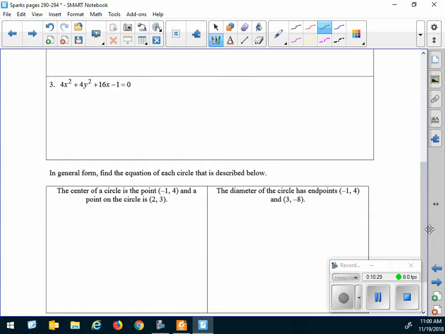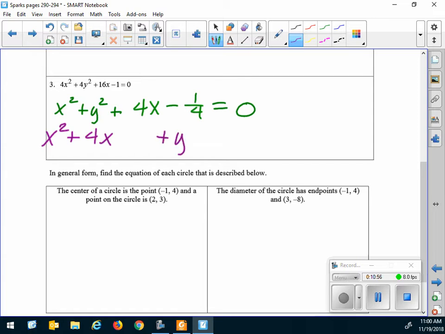If you remember, I told you that the coefficients of x squared and y squared have to be 1 on a circle. So what do we got to do? We're going to divide every term by 4. X squared plus y squared plus 4x minus 1/4 equals 0. X squared plus 4x, well, yeah, it just kind of came out of my mouth, equals 1/4.